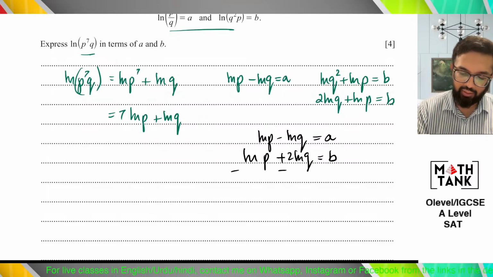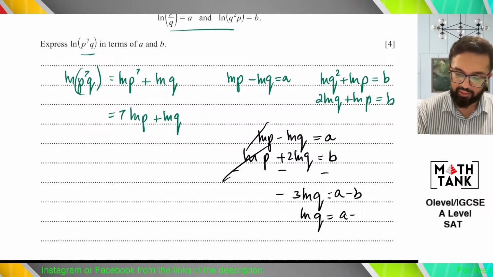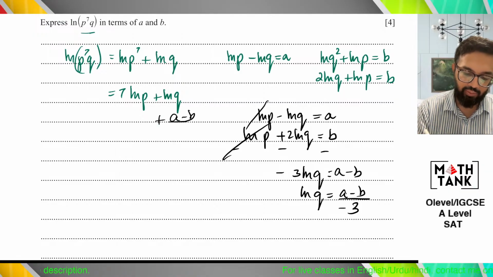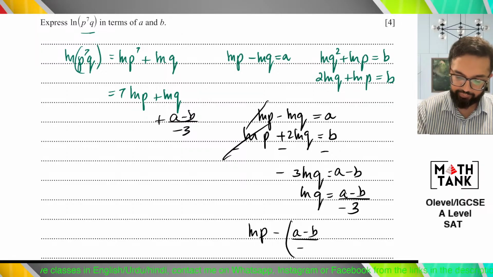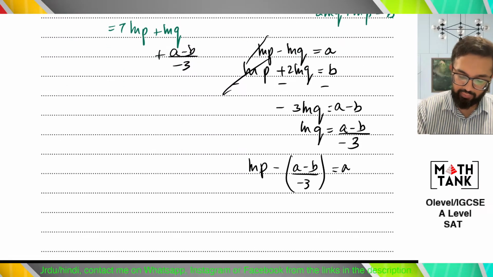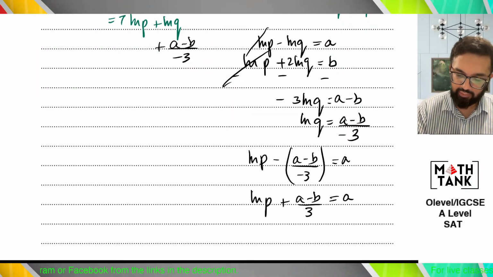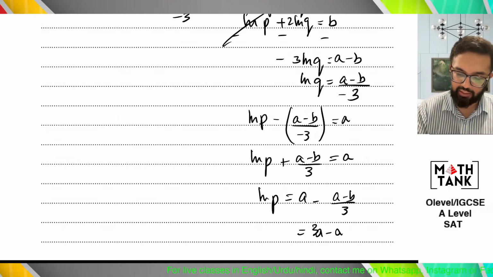Okay, I can see elimination, so I am eliminating. So -3 ln q equals a minus b, ln q equals a minus b over -3. So this is clear, a minus b over -3 has come. And for ln p, what I can do is I can fit in ln q here. Okay, this is going to become ln p plus a minus b over 3.